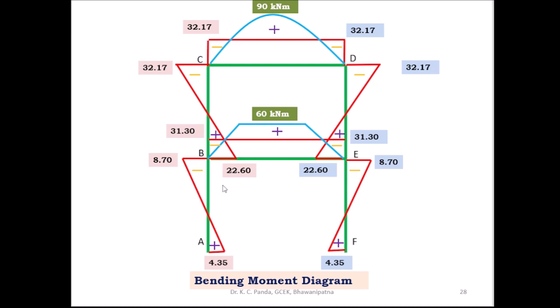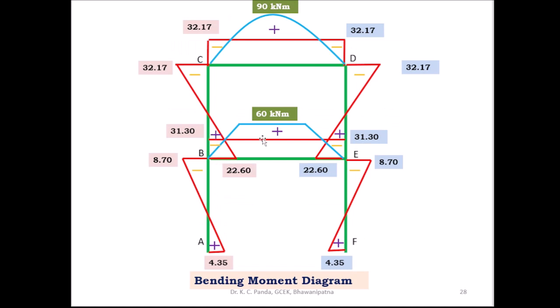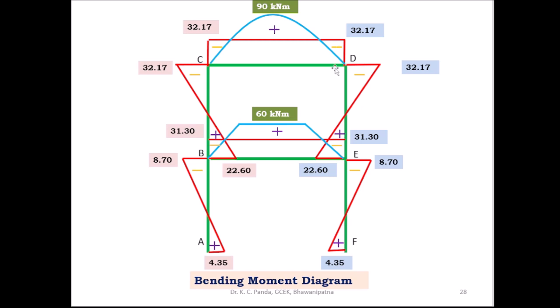And for the horizontal member, here you know 31.30, and this side also 31.30, so take 31.30 here and join these 2 points. So this is the negative bending moment diagram. Similarly, here 32.18, and this is also 32.18. So here you take 32.17, and this value also you take 32.17. So draw here 32.17, 32.17, and this is the negative bending moment diagram due to the support moment.